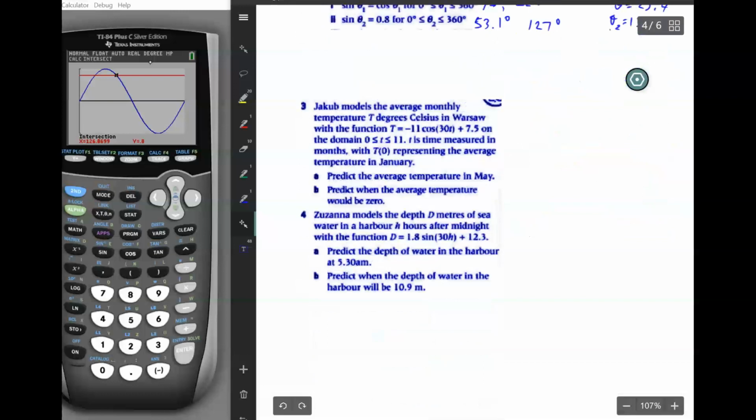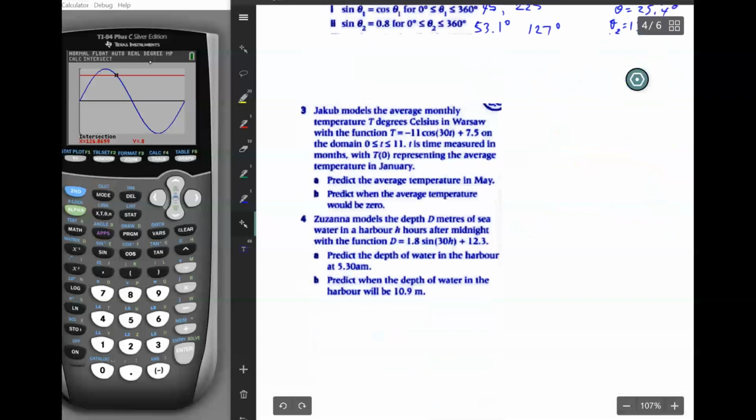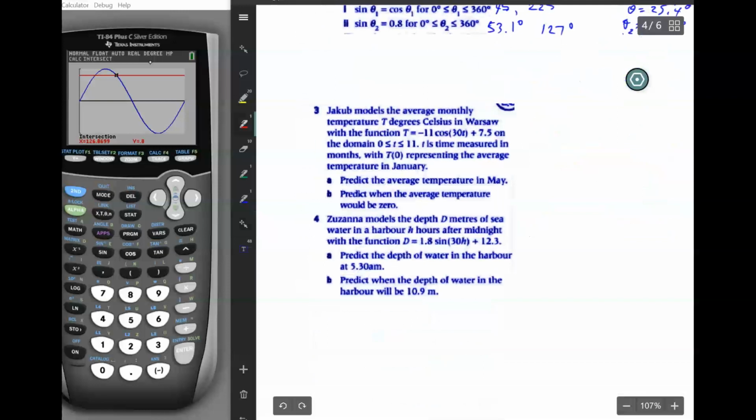Jakob models the average monthly temperature T degrees Celsius in Warsaw with this function on the domain 0 to 11. T is the time measured in months with T of 0 representing the average temperature in January. Okay, so T of 0 represents January, so 11 would be December, right? Predict the average temperature in May.